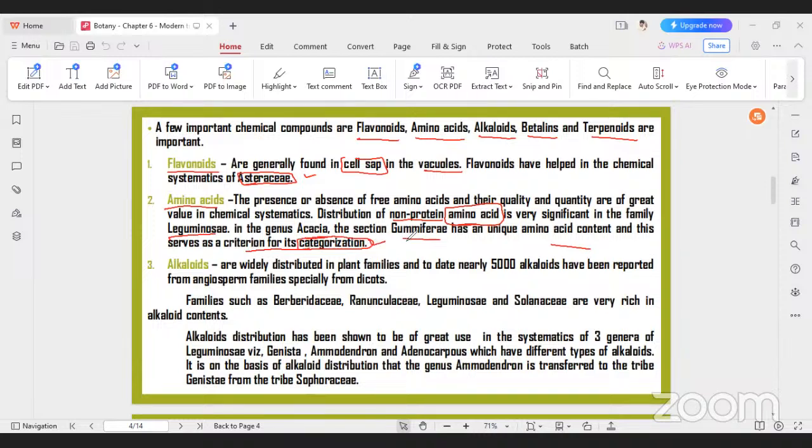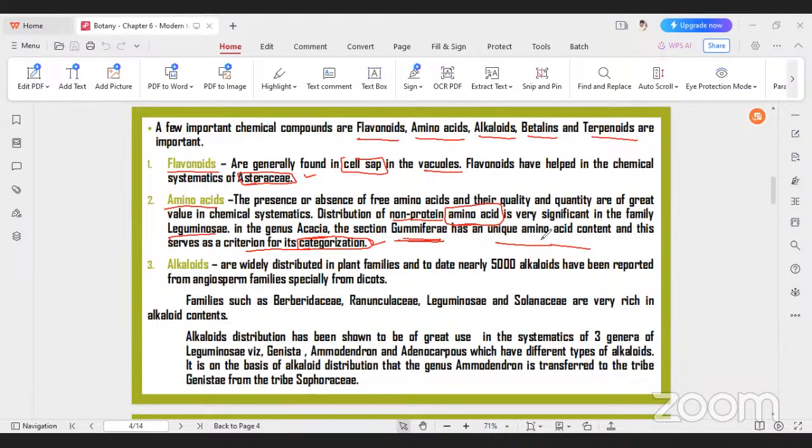These different types of amino acids are present in different genera and taxa. For example, in the section Gummiferae, one unique type of amino acid is present. That means all plants of the Gummiferae are characterized by one type of amino acid. Right, and if you take the amino acids, there are two groups, the protein amino acids and the non-protein amino acids. These are of main importance in classifying plants.